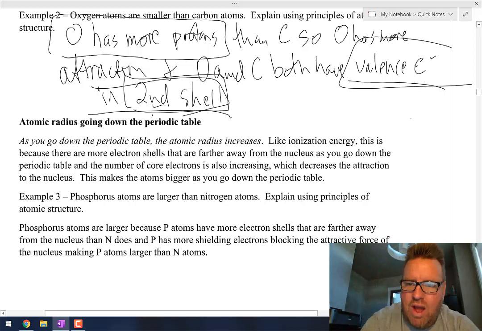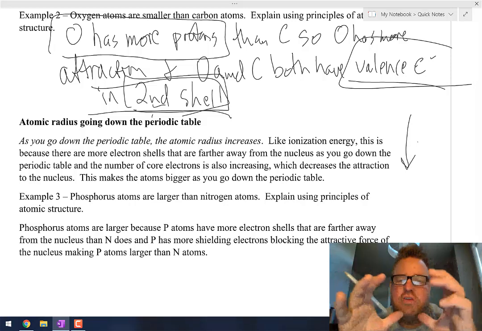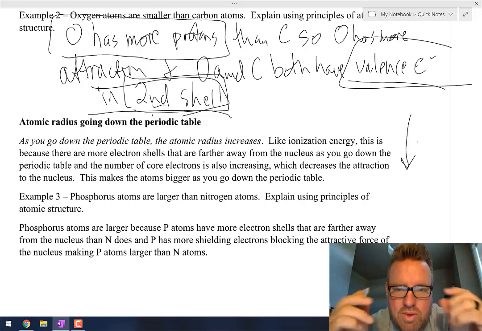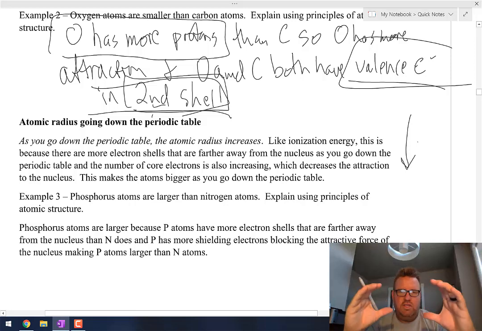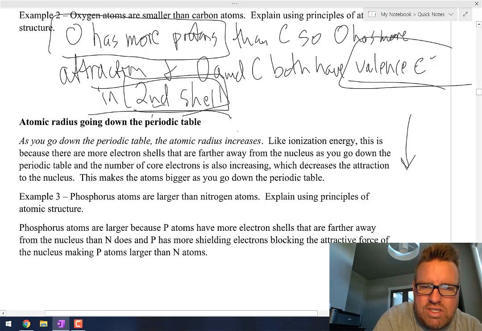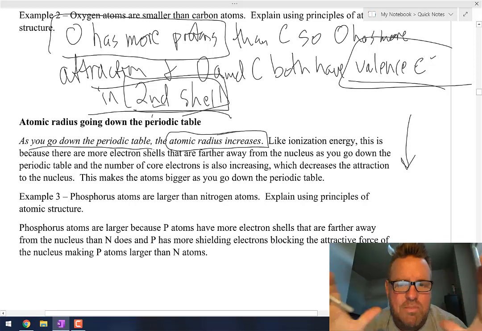Okay, now as you go down the periodic table, what happens to the ionization energy? The ionization energy goes down. Why does it go down? Because the valence electrons are farther away from the nucleus. There's more electron shells. There's more inner shell electrons. And so same thing with atomic radius. As you go down the periodic table, think about this. Here's the first shell. Here's the second shell. Here's the third shell. Here's the fourth shell. What am I doing? As you add more shells, what happens to the size of the atom? Of course, the size of the atom increases. So as you go down the periodic table, the atomic radius increases, which means the atom gets bigger.